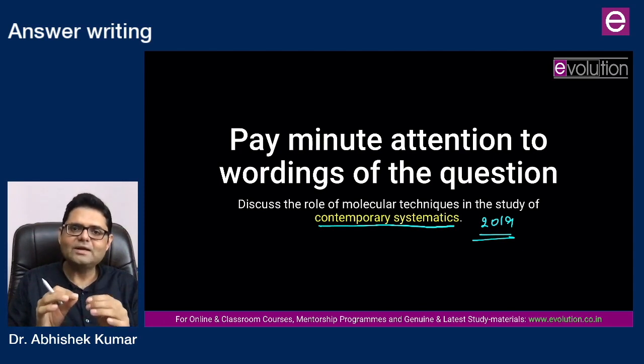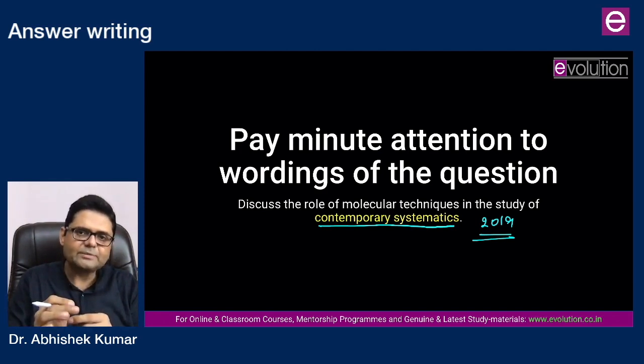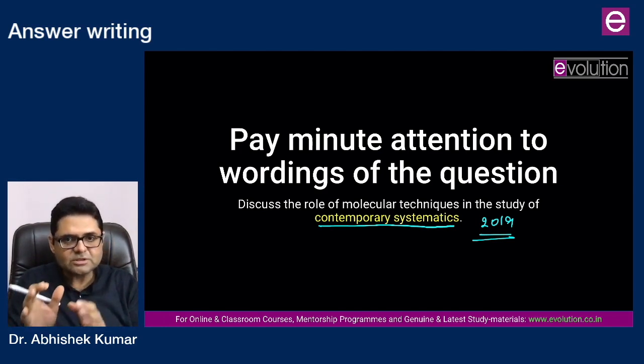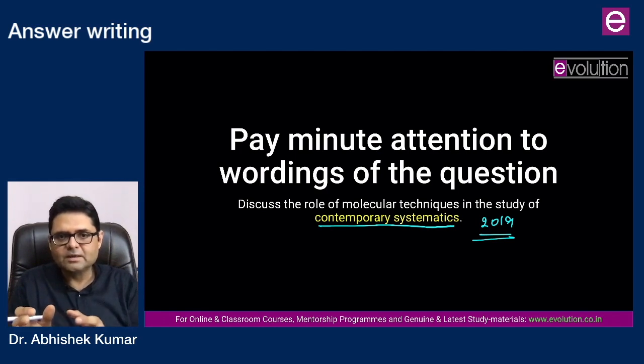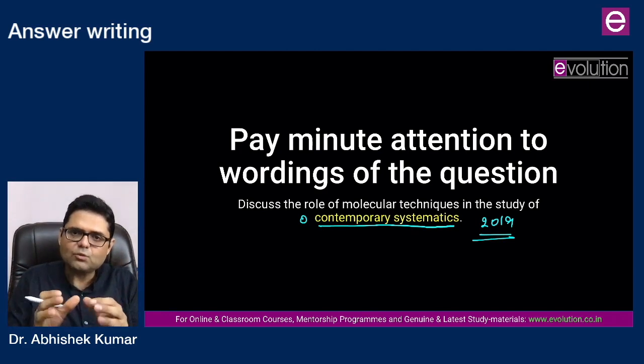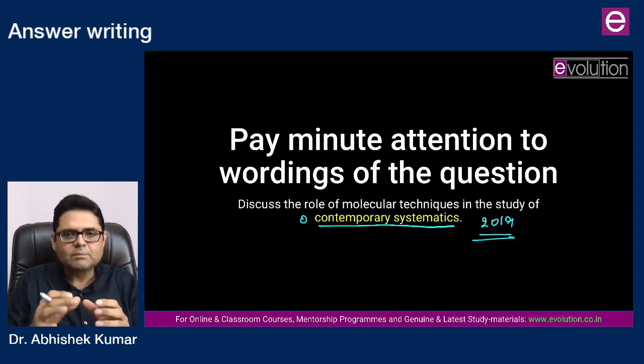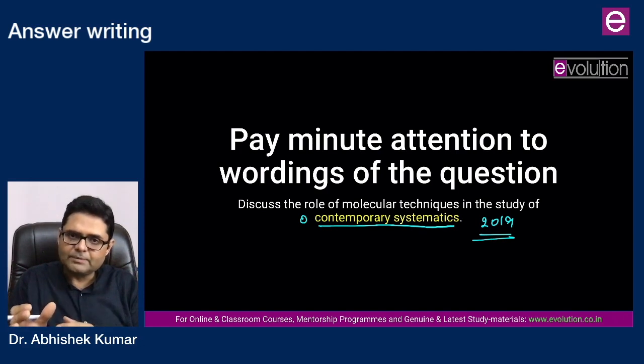So you have to define here what is systematics, and within the overall scheme of systematics, where does taxonomy fit in, and what is contemporary systematics? What is the approach of contemporary systematics? So your syllabus does not use the word contemporary systematics. Your syllabus uses the word molecular taxonomy. But you have to focus upon contemporary systematics. Of course, what you have learnt in molecular systematics will be forming the bulk of the answer, but the answer has to open with systematics, and what is contemporary systematics.